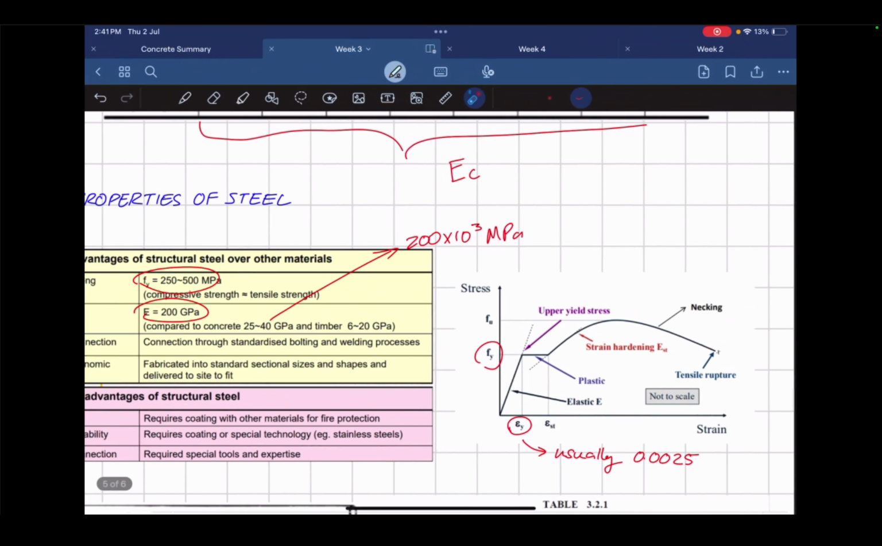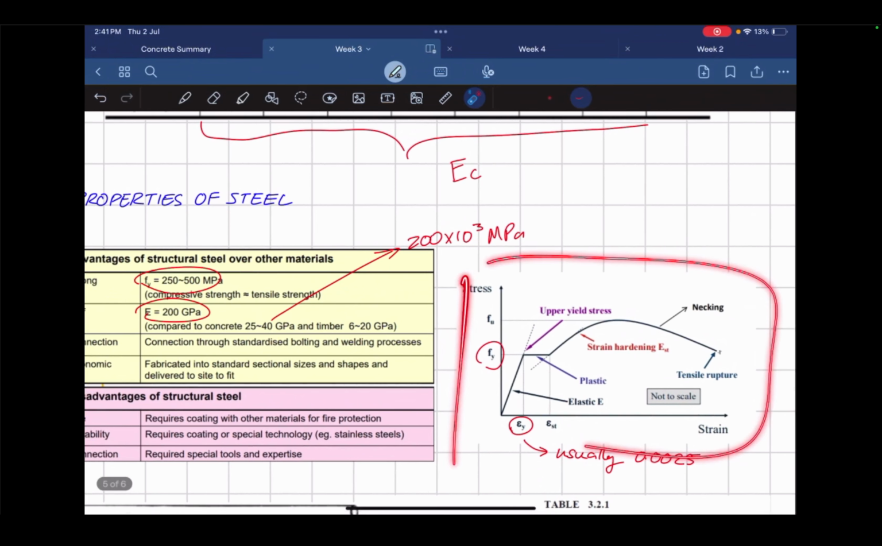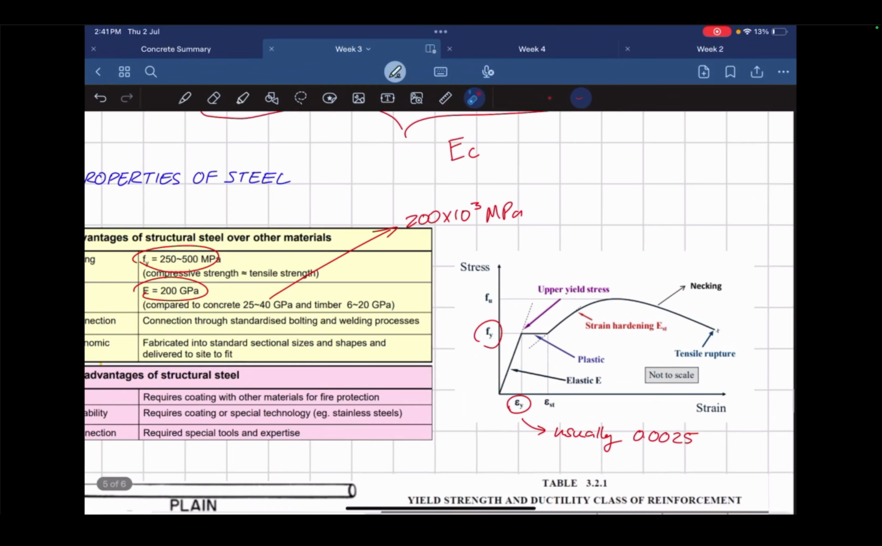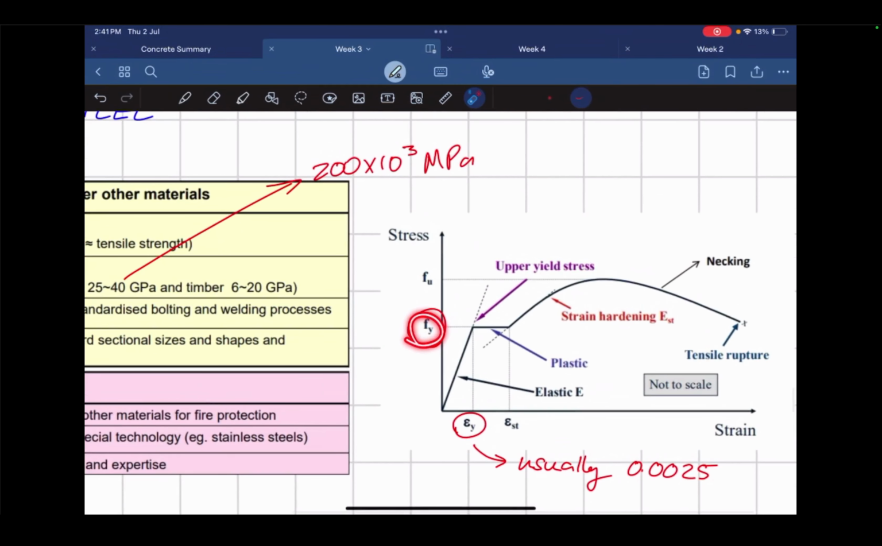But what I wanted to explain is the stress strain graph. This is something straight out of the material, so it's like a material graph, right? You've got a couple of different points. You've got your yield stress. You've also got your ultimate stress.